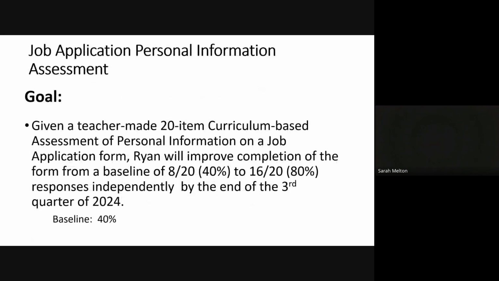Okay, so the first one is the job application personal information assessment. The objective was: given a teacher-made 20-item curriculum-based assessment of personal information on a job application form, Ryan will improve the completion of the form from a baseline of 8 out of the 20, 40%, to 16 out of the 20 for 80%, and all the responses independent by the end of the third quarter.